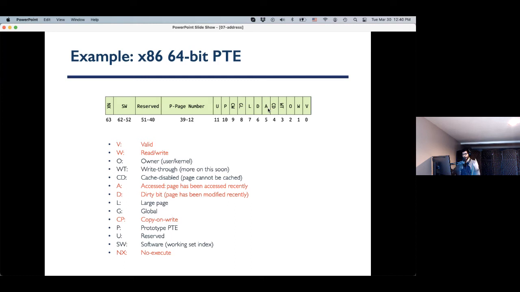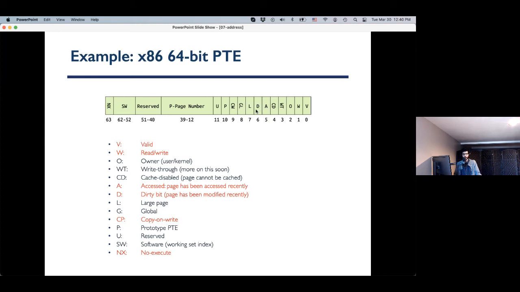Then later, the operating system can use this data, that this page was accessed, when it wants to make a decision on who to evict. We will come back to this later on, but as of now, all we care about is that this is a bit that the hardware sets, and it indicates that this page has been accessed by the program.